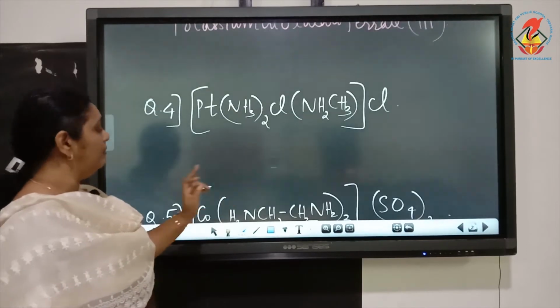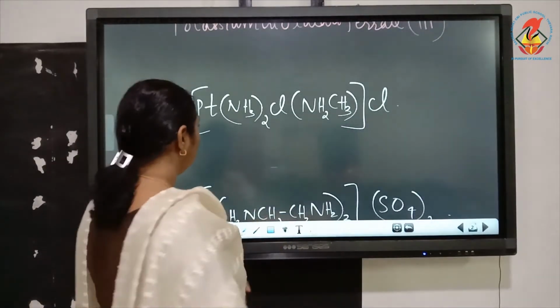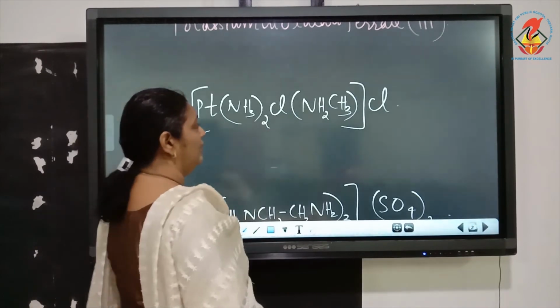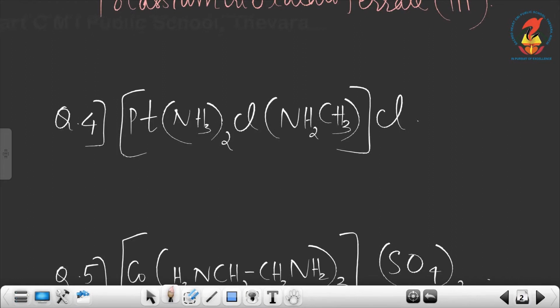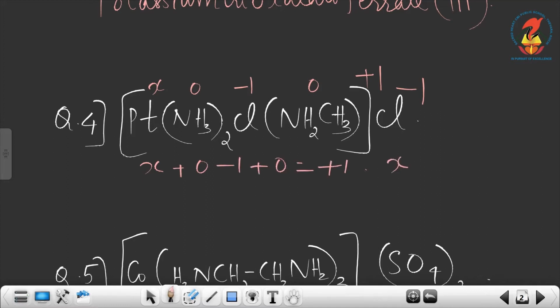Now next we have the fourth example. [Pt(NH3)2Cl(NH2CH3)] and the counter ion as chloride. First let's find the charge of the complex ion. It is +1. Now for platinum, we have to find the oxidation number. Ammonia charge is 0. Chloride ion is -1. This is methylamine whose charge is again 0. So x plus 0 minus 1 plus 0 is equal to +1, or x will be equal to +2.